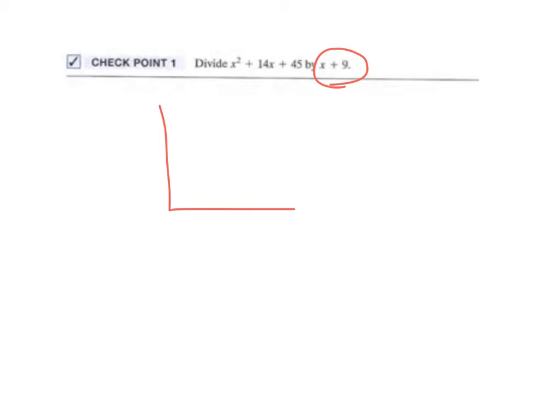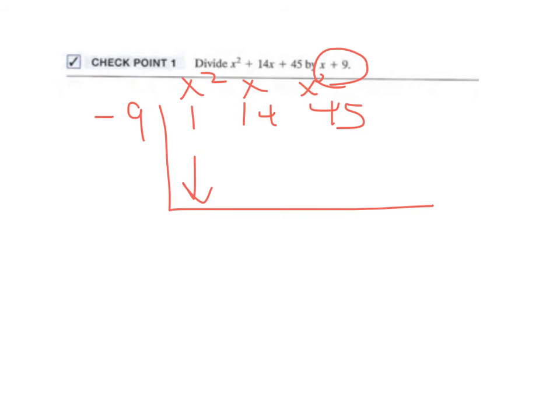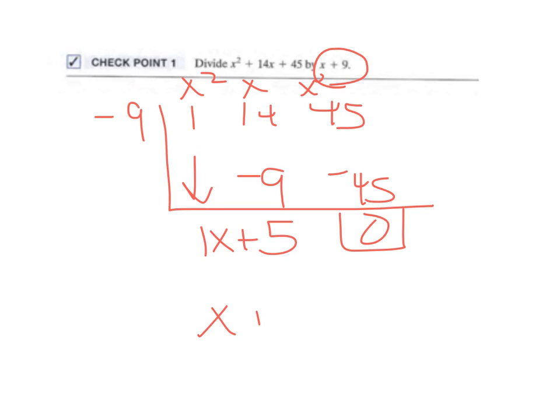So I draw my box, I change to the opposite number, and then I put the 1, the 14, and the 45. Basically, you have to have it in order: x squared, x, and x to the 0 power. I bring down the first number, I multiply, then I add, multiply, and add. I got a remainder of 0, and so if you have x squared, you have to have 1 less, so this will be x plus 5. So my answer is x plus 5.